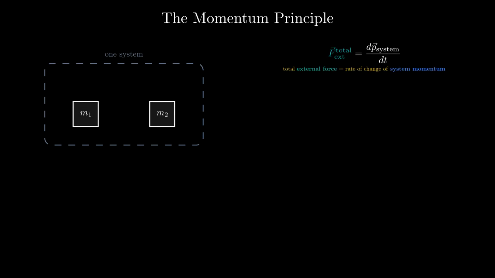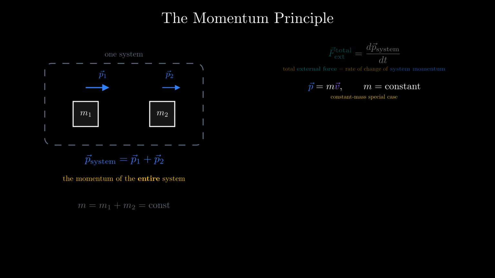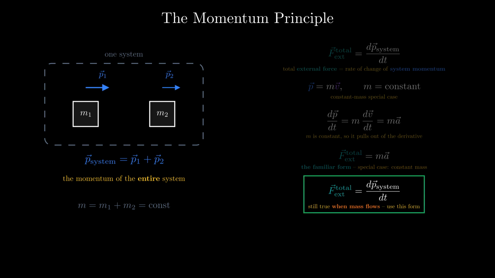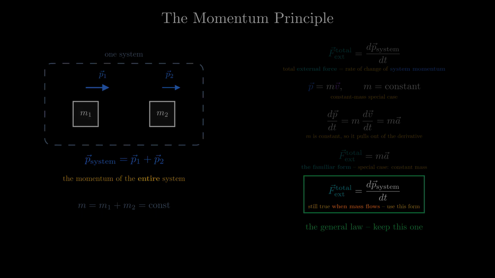The total external force on a system equals the time derivative of the system's momentum. F sub s equals dp by dt, where p is the momentum of the entire system. When the mass is constant, the derivative of mv is mass times the derivative of velocity, and the principle reduces to the familiar force equals mass times acceleration. But the momentum form is more general. It stays true when mass flows between the parts of a constant mass system, and it is the version we use throughout this chapter.